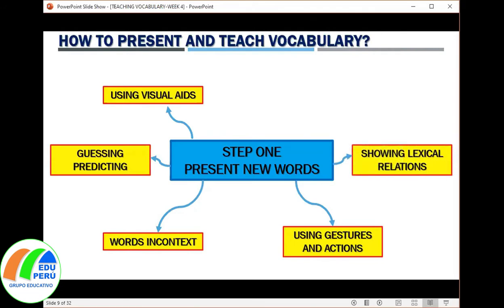The other form is showing lexical relations. When we talk about lexical relations, we're talking about synonyms, antonyms, hyponyms, no? So these are the lexical relations, homonyms, polysemes. We are going to talk about it. Collocations, idioms. So all of them are lexical relations. All right. So we're going to show our students the lexical relations.